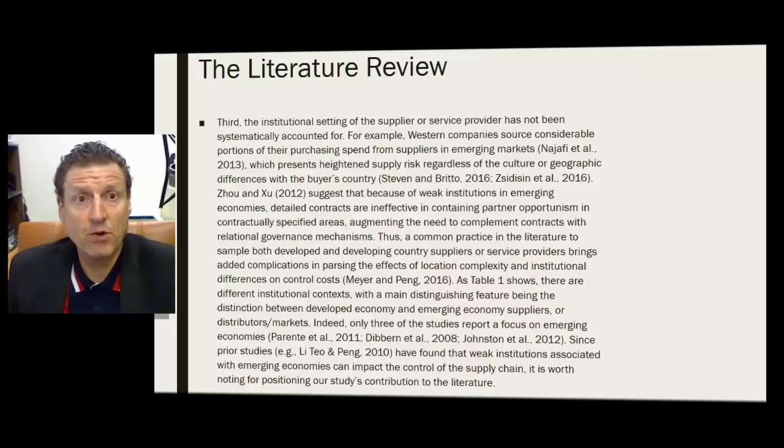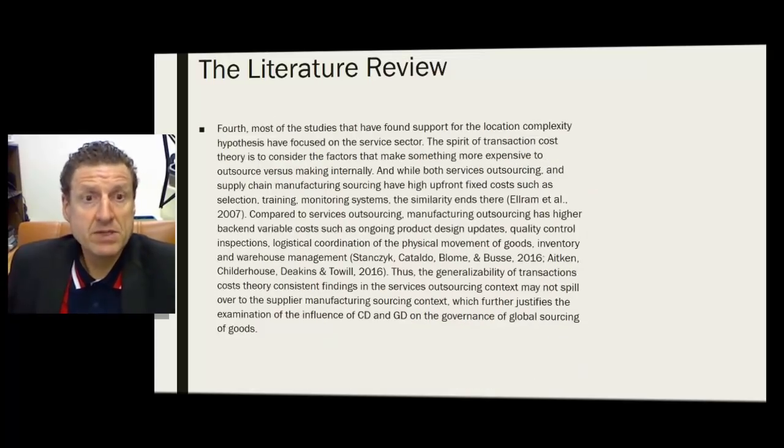And so now we go to the fourth paragraph of our literature review. Most studies that have found support for the location complexity hypothesis have focused on the service sector. What I have not briefed you in detail on in the table earlier is that most of them looked at the service sector. They have not looked at the supply chain, the physical supply chain context. This is a fourth area where we wanted to differentiate our study: we're looking at the control of physical product suppliers in another country.